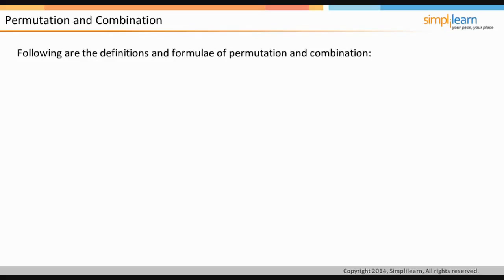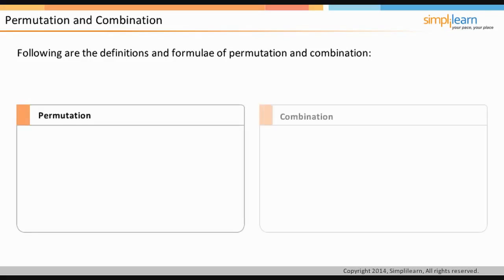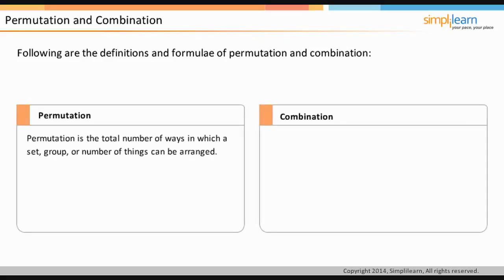In this screen, we will look at the definitions and formulae of permutation and combination. Permutation is the total number of ways in which a set, group, or number of things can be arranged. The order matters to a great extent in permutation. The manner in which the objects or numbers are arranged will be considered in permutation. The formula for permutation is nPr equals P of n and r equals n factorial divided by n minus r factorial, where n is the number of objects and r is the number of objects taken at a time.